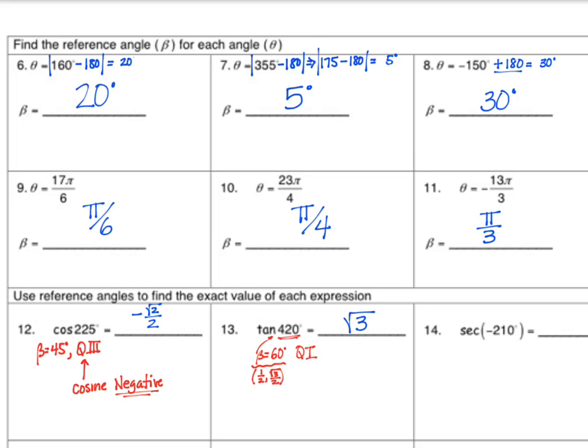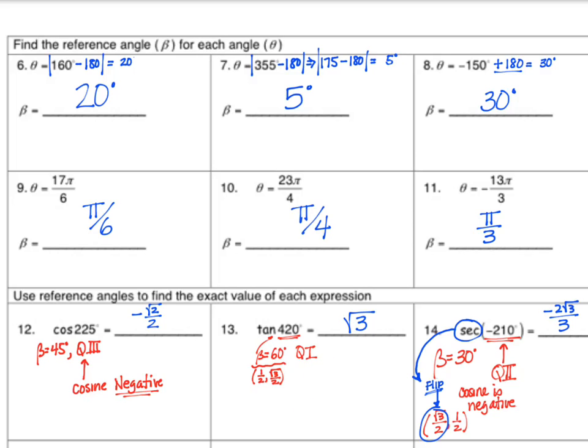For number 13, I find that the reference angle is 60. It's in quadrant 1. So I've written down the coordinates for 60 degrees. And in quadrant 1, everybody's positive, so the answer is root 3.